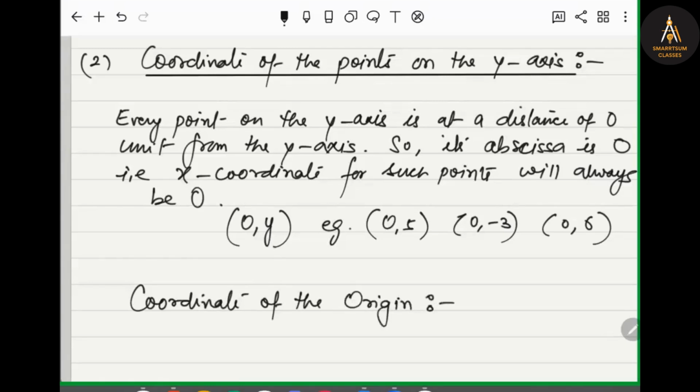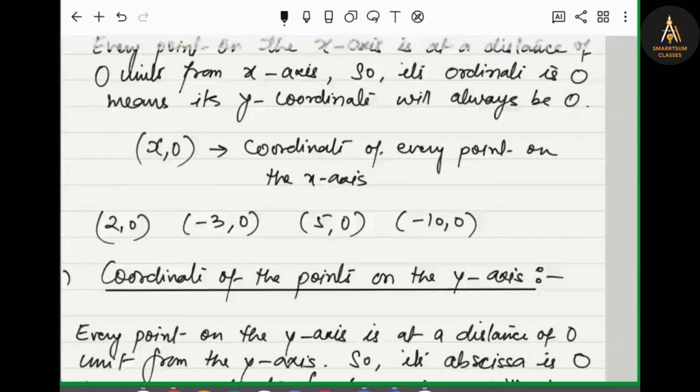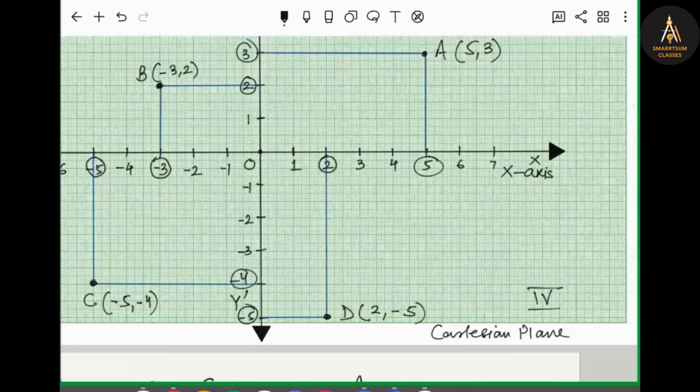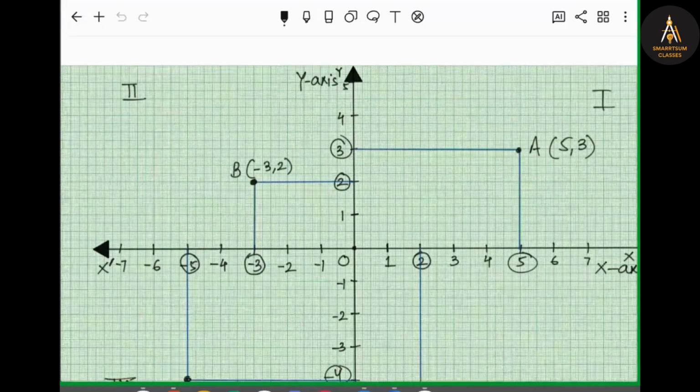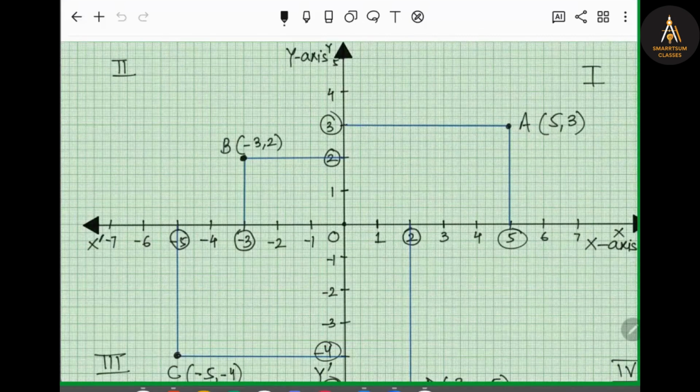0. Only 0? 0, 0. Right? So the coordinate of the origin is always 0, 0. If you look at this graph, this point O in the middle, what is the value of the x and y coordinate here? It is 0 and 0, right?